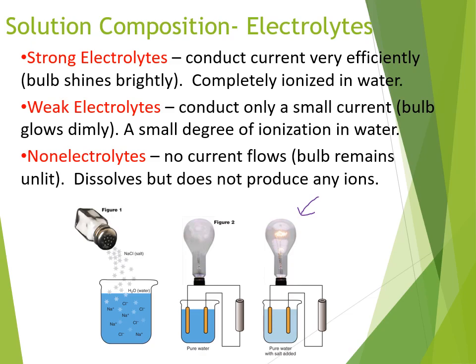We have weak electrolytes. They conduct only a small current and the bulb will glow dimly. There is some ionization in the water, but not total. So a weak acid or a base can do that. And then we have our non-electrolytes where no current flows, there's no ionization, you cannot conduct electricity. An example of that would be sugar.